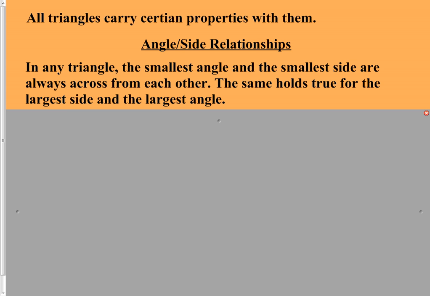It says in any triangle, the smallest angle and the smallest side are always going to be across from each other. That will hold true also for the largest side and the largest angle, the medium side and the medium angle, and it'll also hold true for congruence. If you have two side lengths that are congruent inside of a triangle, that means you will also have two angle measurements that are congruent inside of that triangle, and they will always be positioned so that they are across from each other.